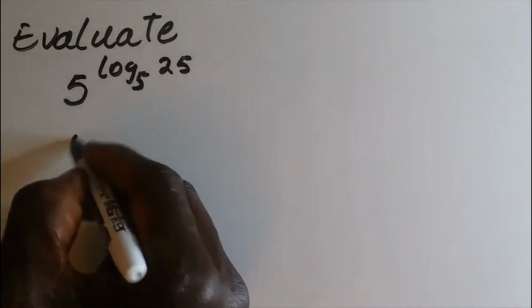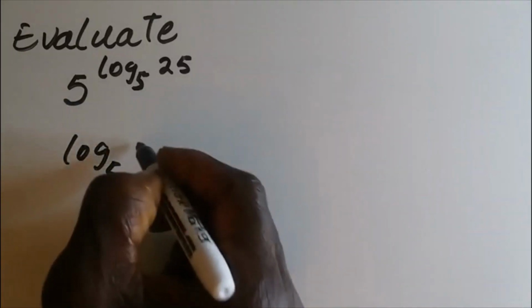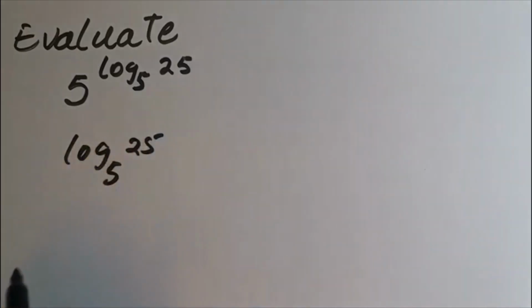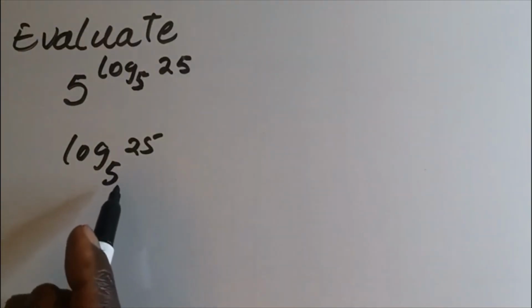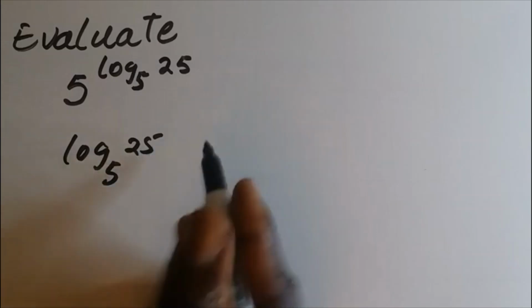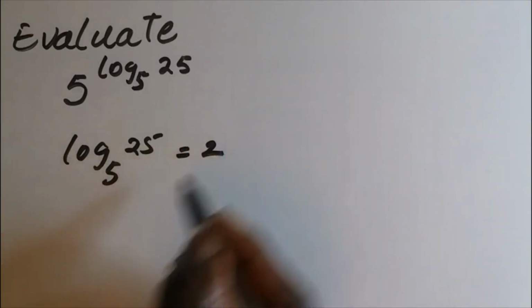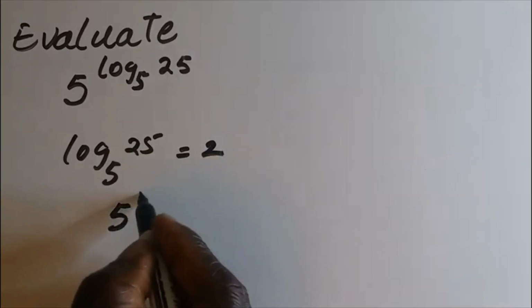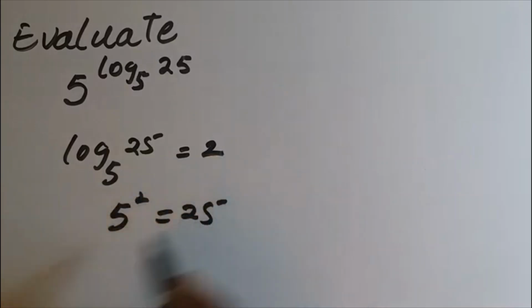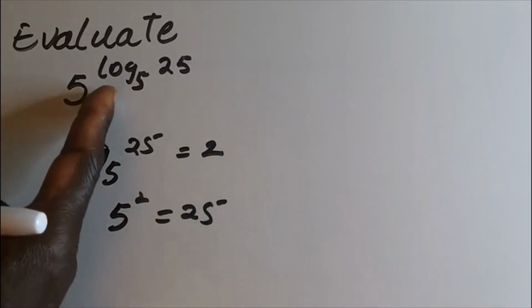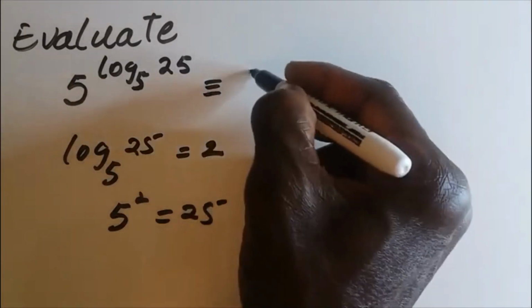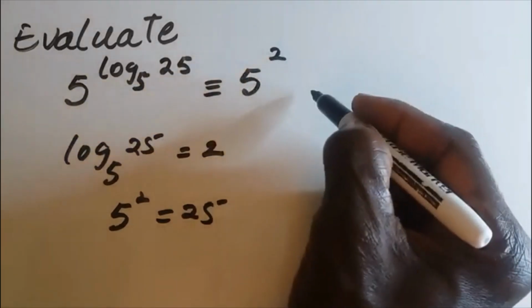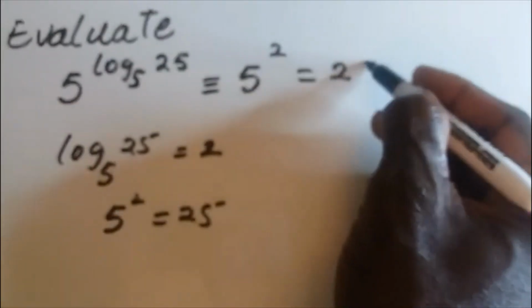So log to the base 5 of 25. This is asking the question, what should we raise the base 5 to get 25? Must be 2, because 5 squared is equal to 25. So that evaluates what our index is. So this is the same as writing 5 squared, which is equal to 25.